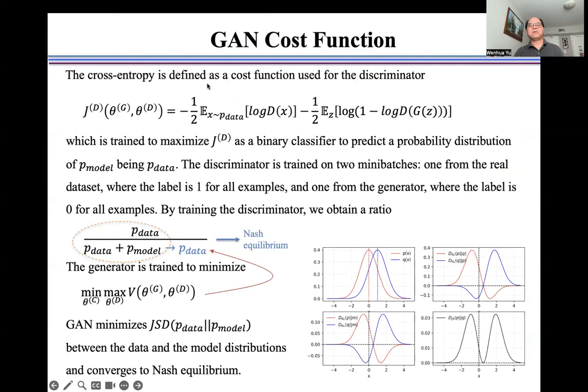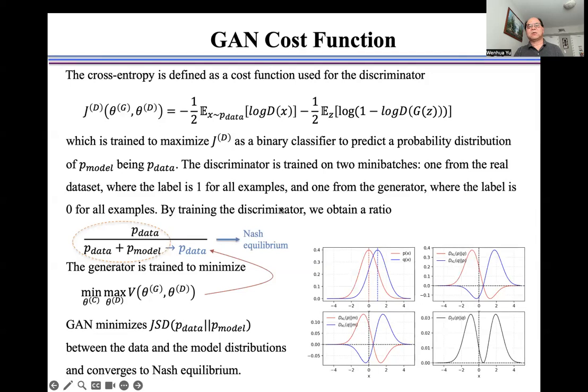The cross entropy is defined as a cost function used for the discriminator by two expectations, which is trained to maximize it as the binary classifier to predict a probability distribution of P model and P data. The discriminator is trained on two mini batches, one from the real dataset, where the label is 1 for all examples, and one from the generator, where the label is 0 for all examples.